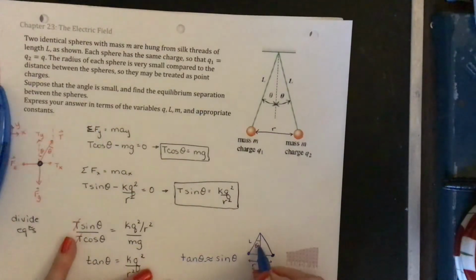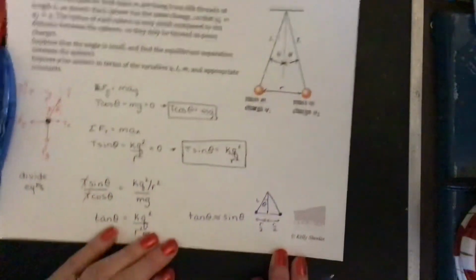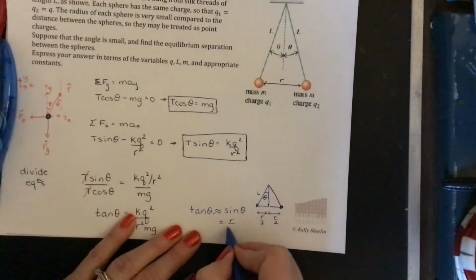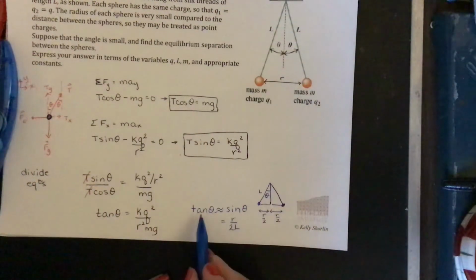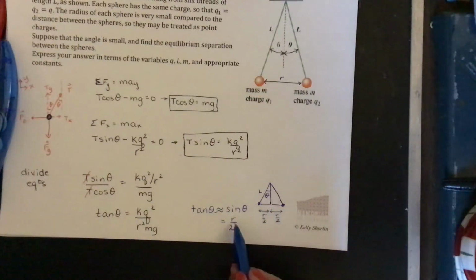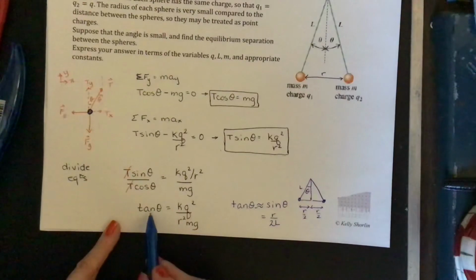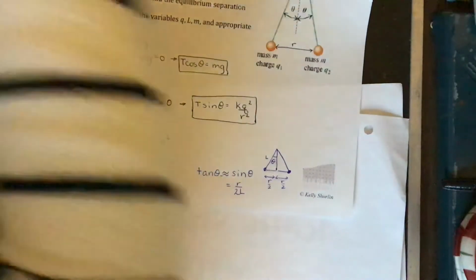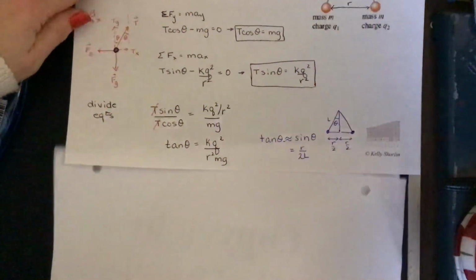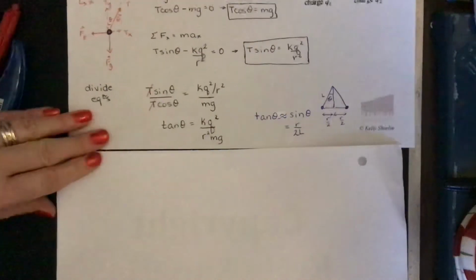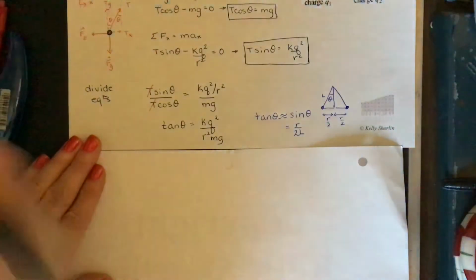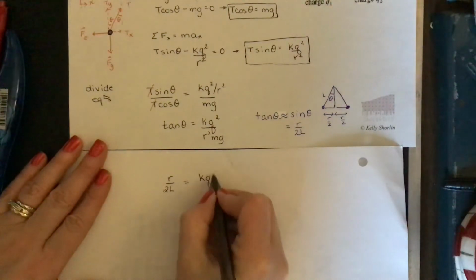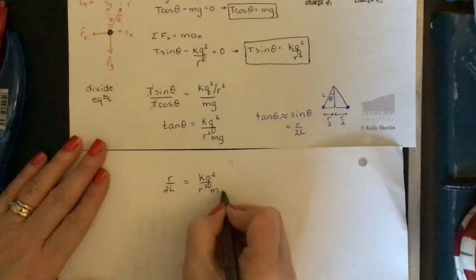This angle is theta, so sine theta is opposite over hypotenuse. So sine theta is opposite, r over 2, divided by the hypotenuse L. So tan theta, if theta is pretty small, is about equal to r over 2L. Let's put that result in here, and then we'll solve for r. So let's substitute in that result. r over 2L is about equal to k times Q squared over r squared times m times g.